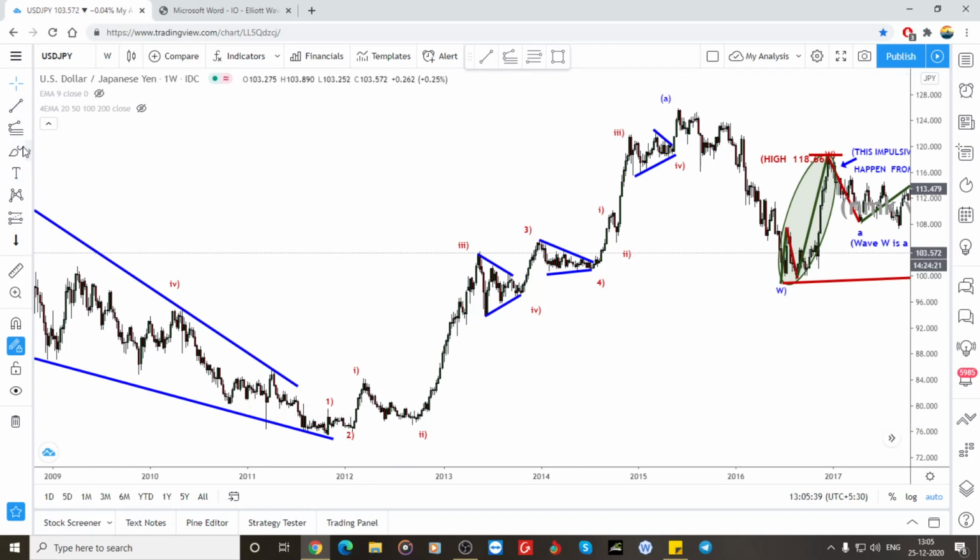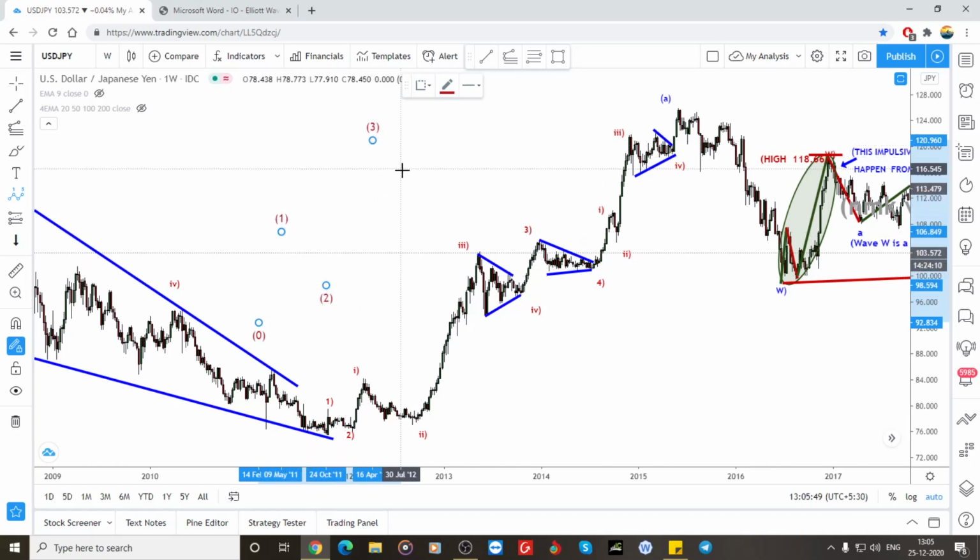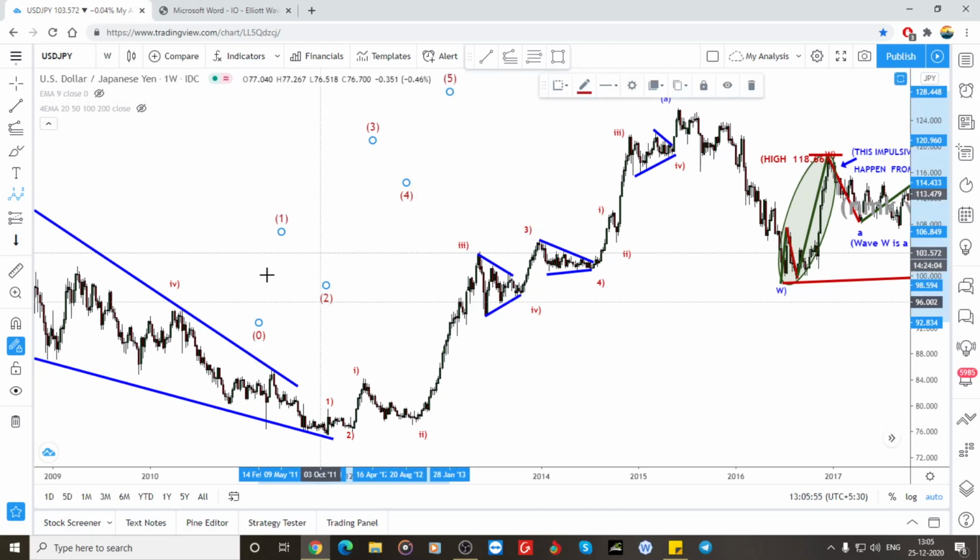But first of all, we have to see this. I will show you here. This is the 0. So 1 will be like this, 2 will be like this, 3 will be like this, 4 will be like this, and 5 will end. But from 0 to 1 there will be 5 waves, and from 1 to 2 there will be 3 waves. Like that it will continue.